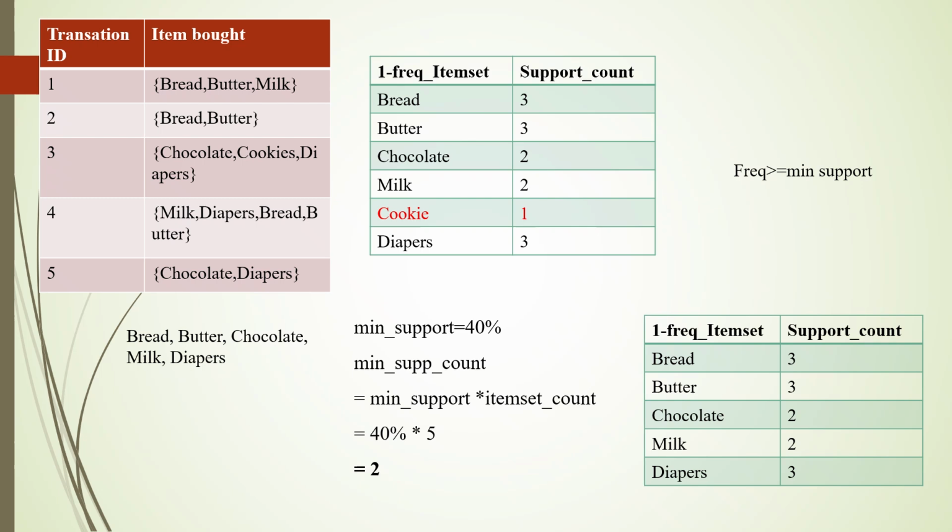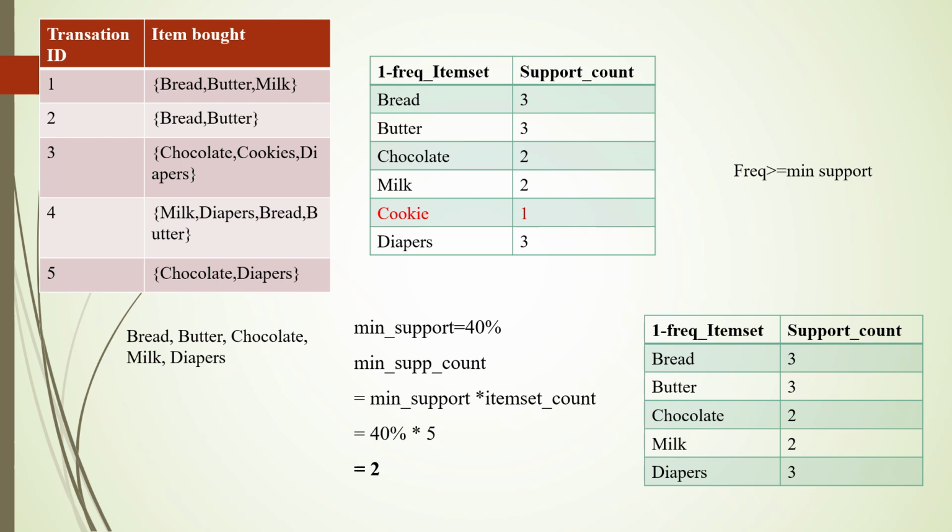Likewise, milk will be calculated. Next, cookie. Cookie's count is 1. 1 is greater than or equal to the minimum support, that is 2. So the condition is false. Cookie will be eliminated from the first frequent item set. Next, diaper. 3 is greater than or equal to 2. So the condition is true. Diaper is also a first frequent item set. The first frequent item sets are bread, butter, chocolate, milk, diaper.